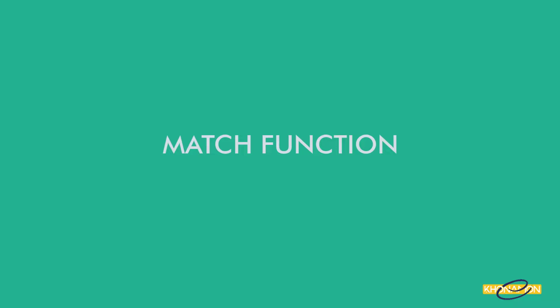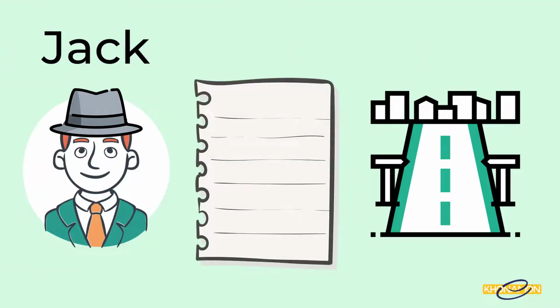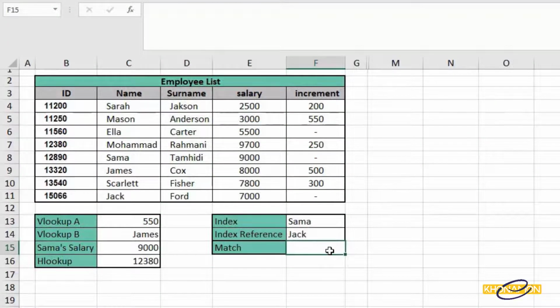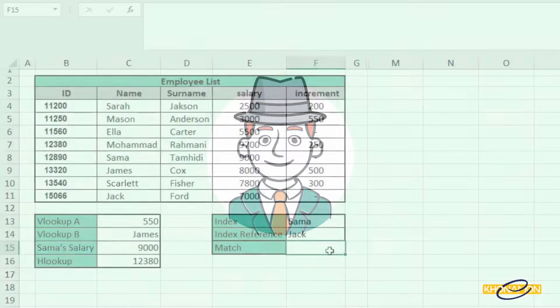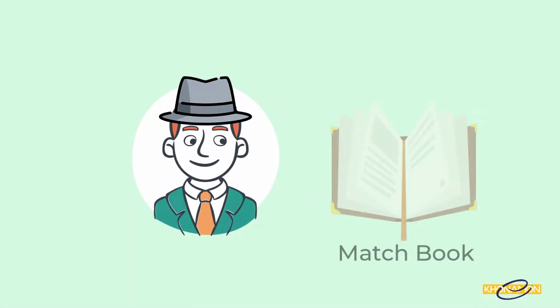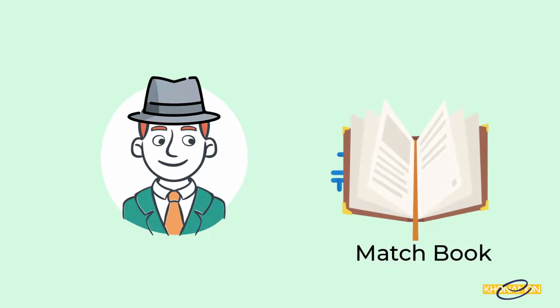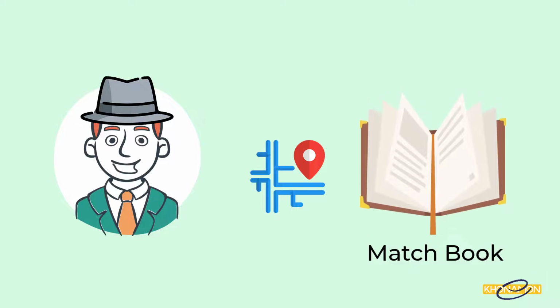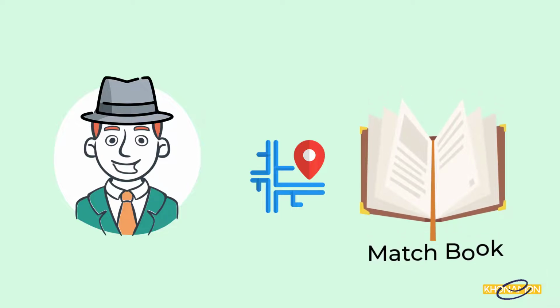MATCH function. Now, I have a name, but I don't know the address of this name. This is a completely reverse form of INDEX. Let's go through our detective game. I know Jack, and I know he is living in this street. But I don't know which alley and the house number. Since you're a detective, you have access to the majority of data. You must tell me where he lives. For this purpose, you have an address book. It is a match book. You know the name, and you can find the address of that name.